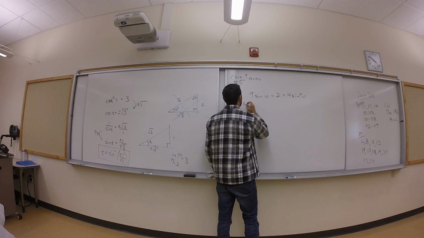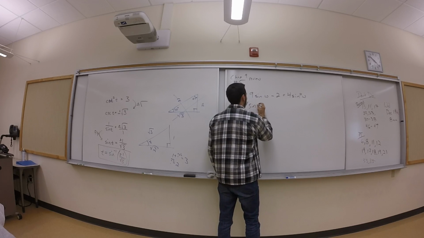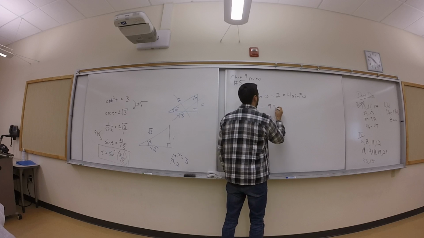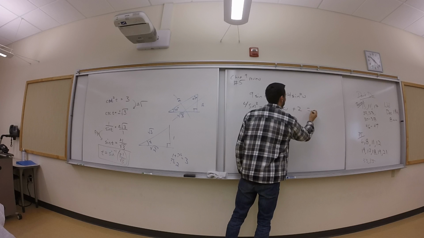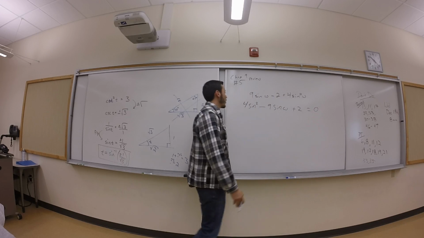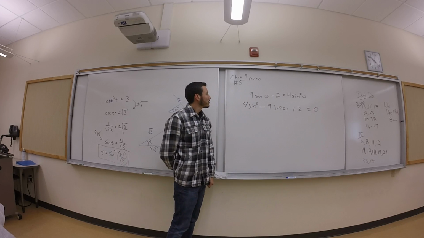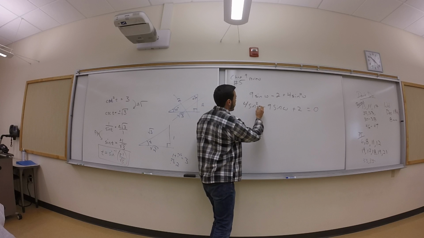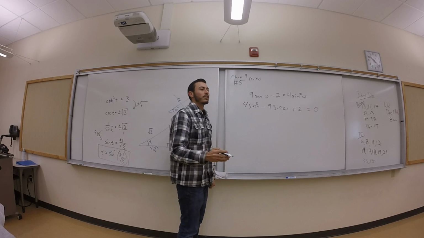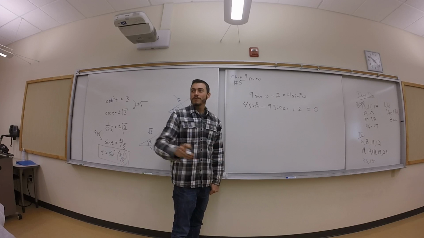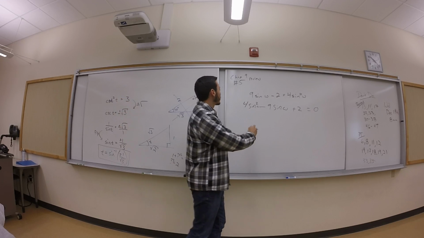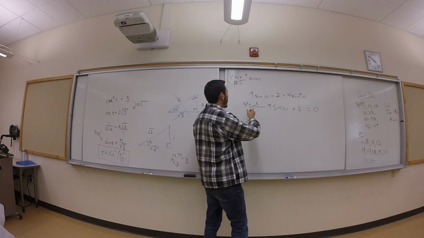Okay. So we got 4 sine squared w minus 9 sine w plus 2 equals 0. And then what? Use the quadratic formula. Any other ideas? Factor. Thank you, Trevor. What can we do? We could multiply.